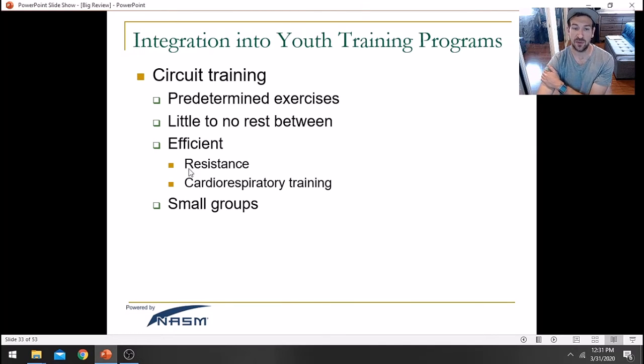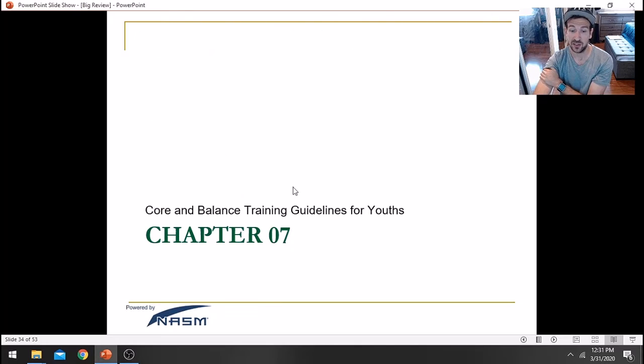So circuit training has been shown to have really high levels of enjoyment because it tends to be really engaging and much less boring, which is especially important when we're talking about youths.